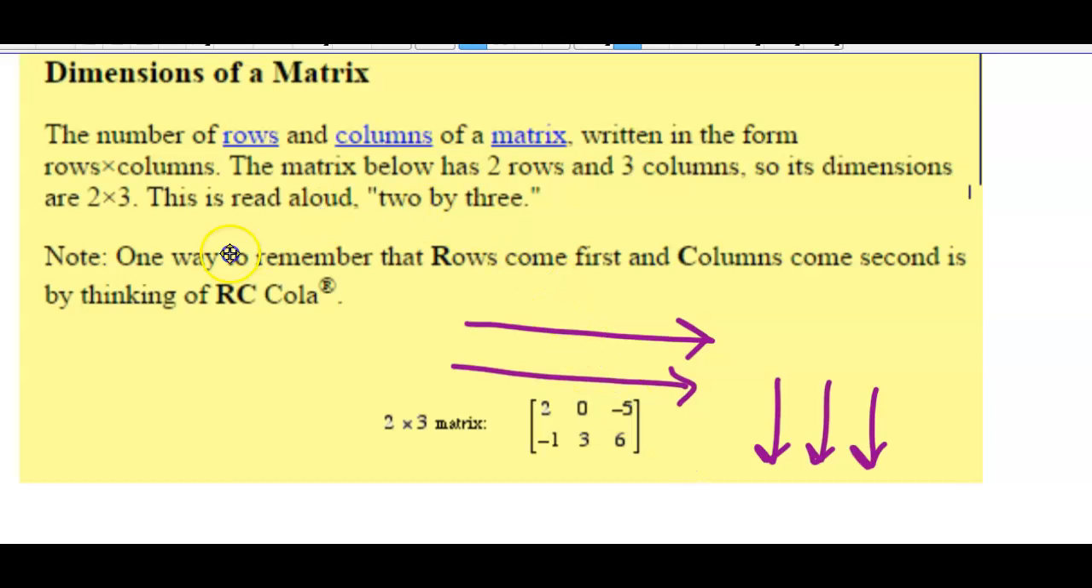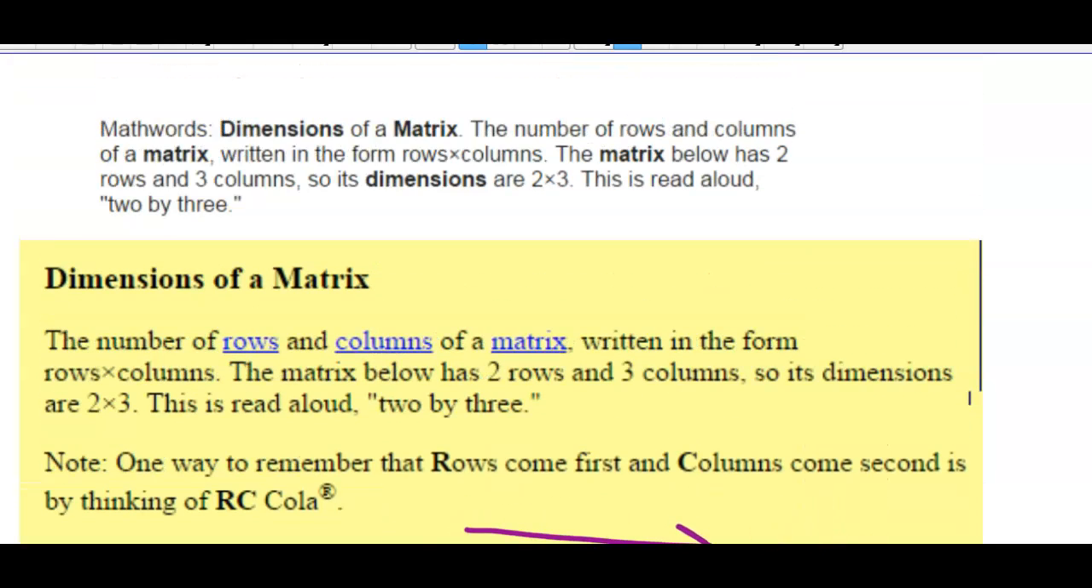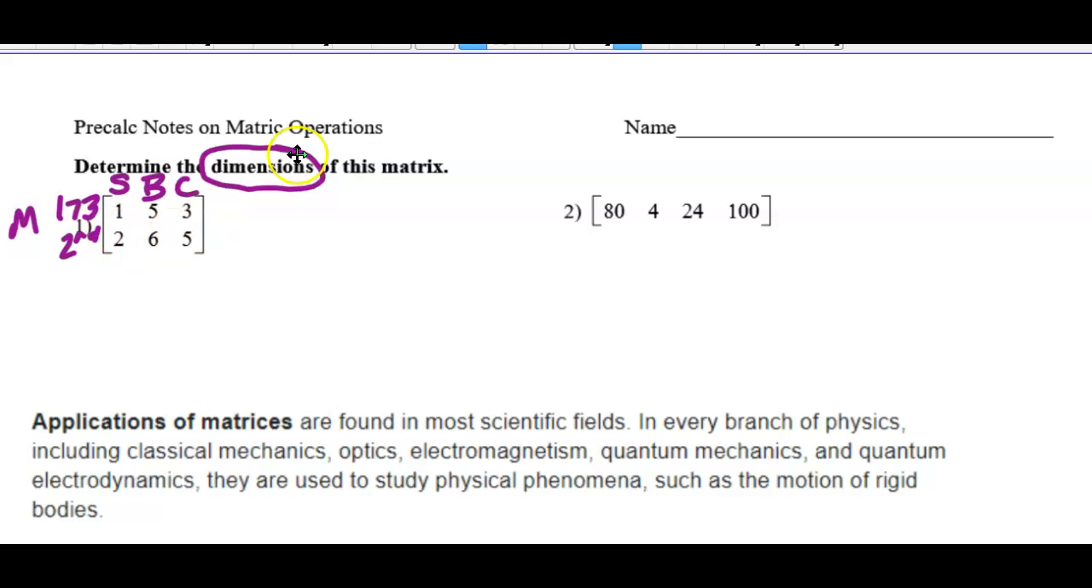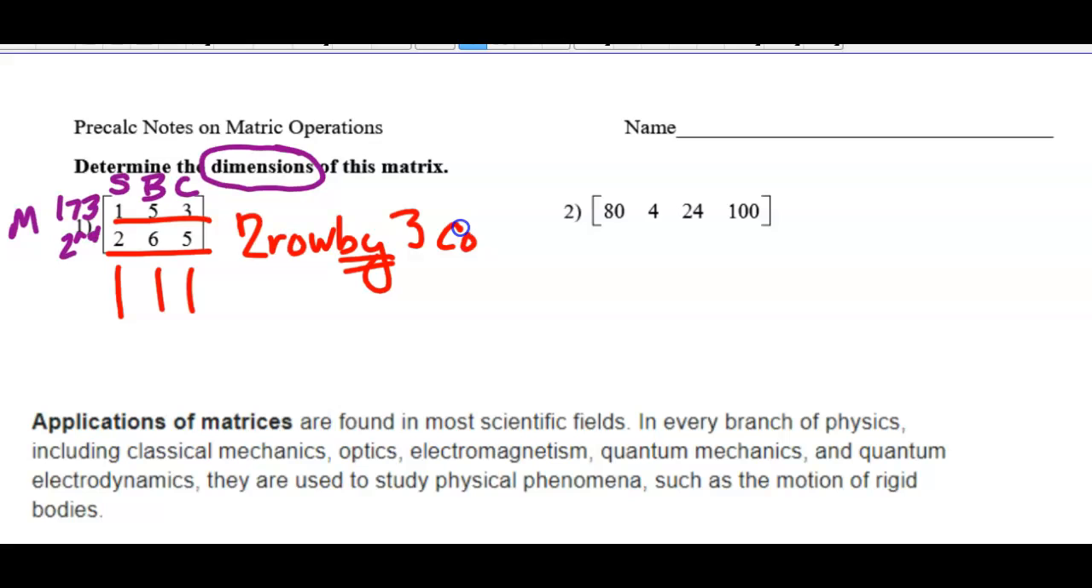This is a silly little thing. It says, what to remember, just remember, think of RC Cola. I don't know if some of you even know what RC Cola is, but it's a poor man's Coke. Okay. I grew up with RC Cola. All right. So this is a 2-row by 3 columns. So it's called a 2x3 matrix.